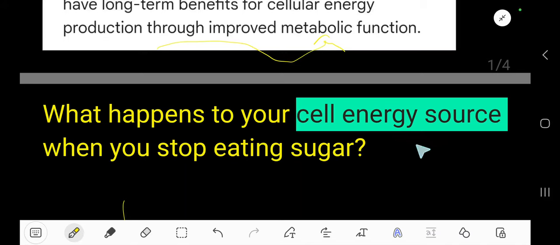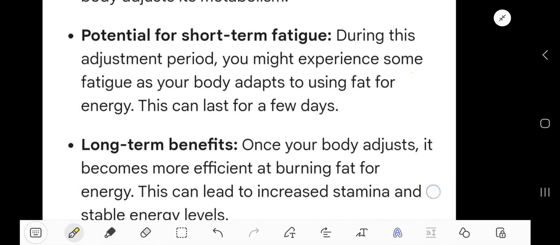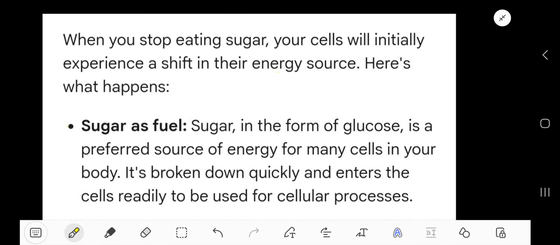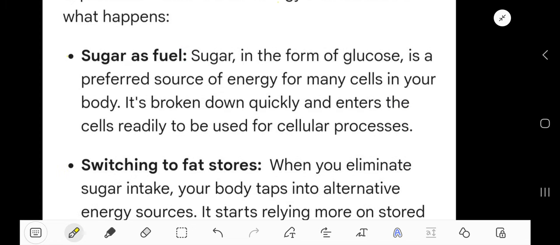What happens to your cell energy source when you stop eating sugar? Okay, let me describe it. When you stop eating sugar, your cells will initially experience a shift in their energy source. Here is what happens. Sugar as a fuel, that is sugar in the form of glucose.